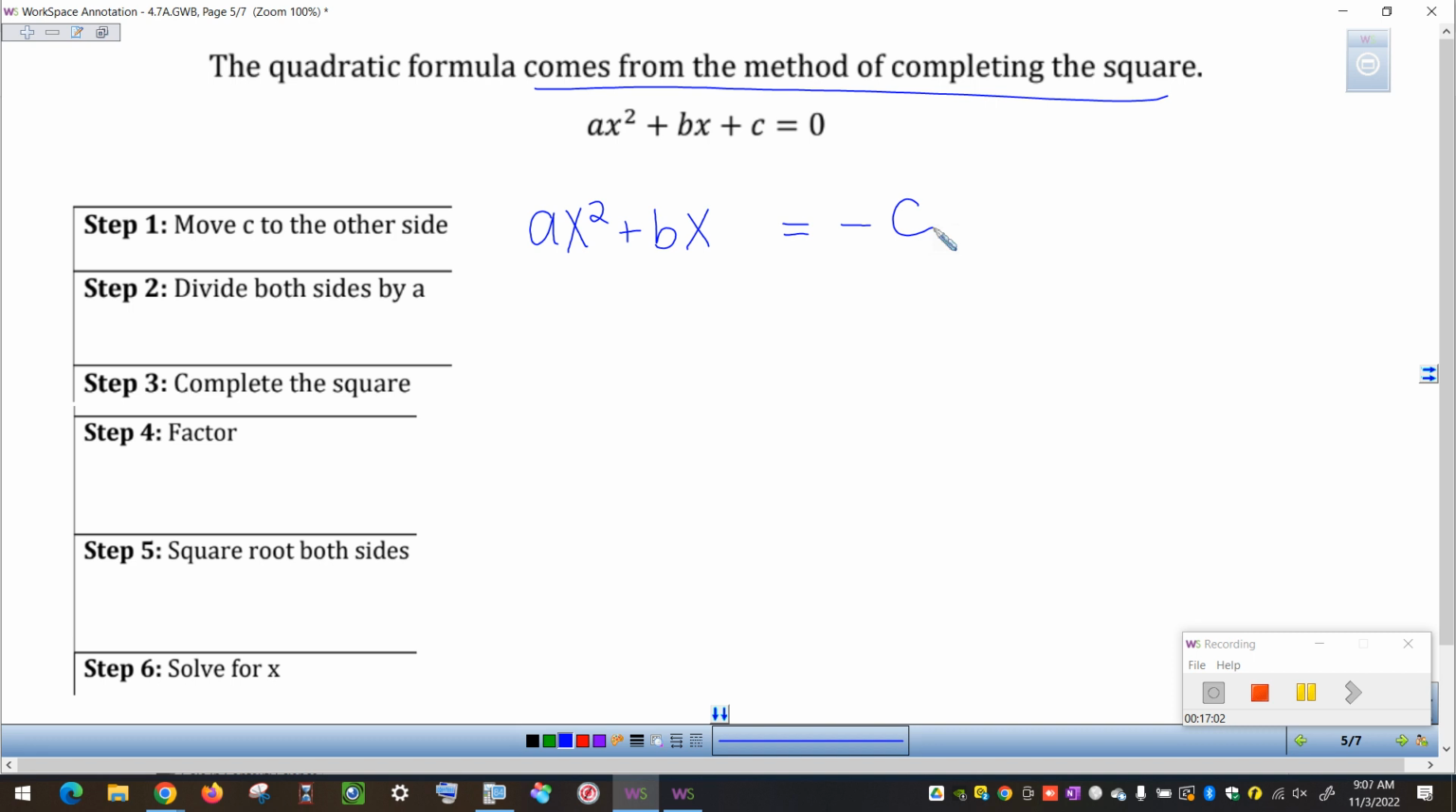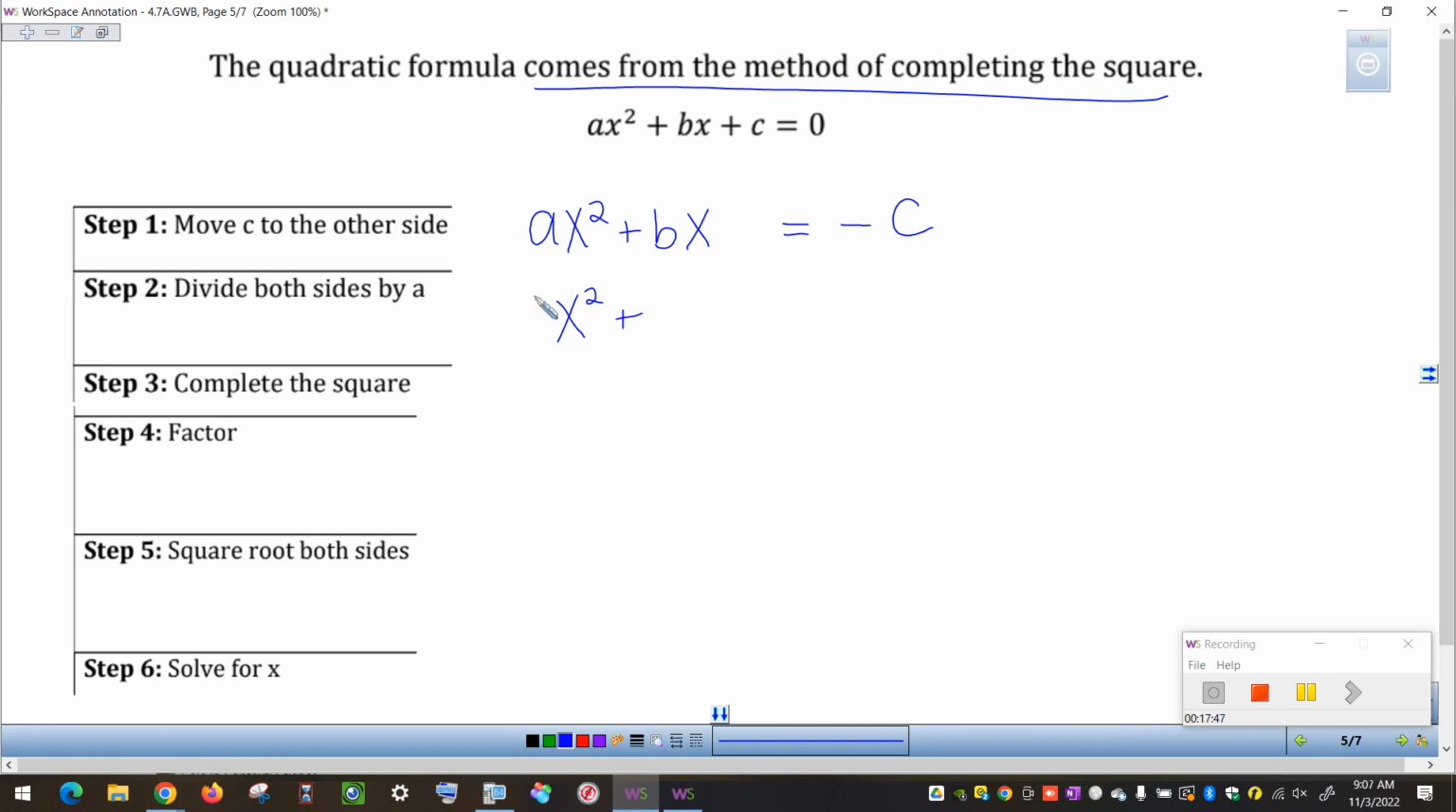Now let's take a look at step two. So remember, we didn't actually need to do this on Monday when we were solving our equations, but we mentioned that if you have an A value out in front of x squared that's not 1, we have to divide everything on both sides by A before we can complete the square. So when I do the first term here divided by A, the A's are going to cancel, so it's just going to leave me with x squared.